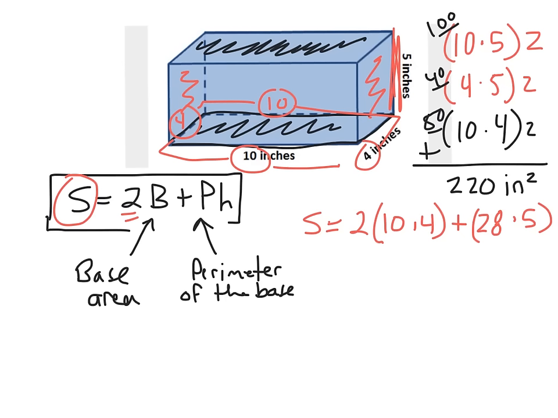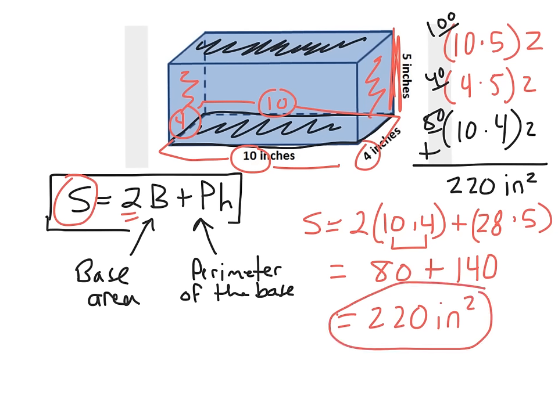So if I solve this, 10 times 4 is 40, times 2 is 80, plus 28 times 5, 20 times 5 is 100, 8 times 5 is 40, that's 140. 80 plus 140 is 220. 220 square inches. So the total surface area of this prism is 220 square inches.